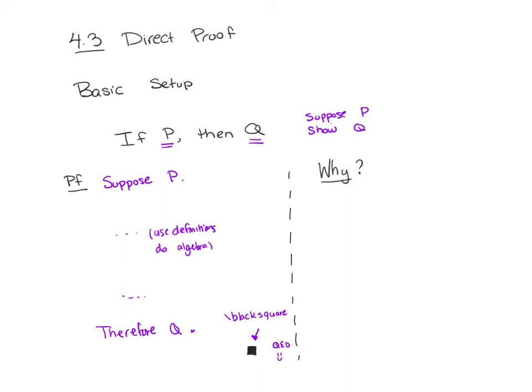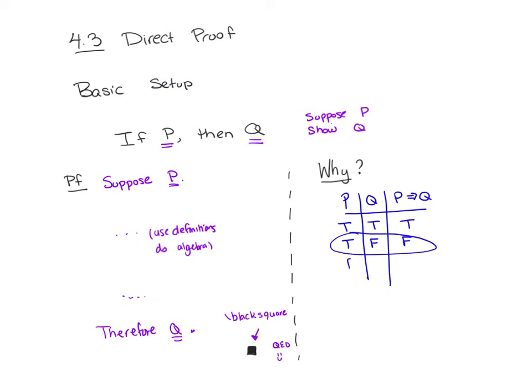So why are we actually doing this? Why do we suppose P and then just show Q? If we think back to our truth table for an implication, with our P and then our Q, and then P implies Q, we know that when P is true, we need Q to be true in order for the statement to be true. Because if P is true and Q is false, then my statement is false. But if P is false, it doesn't matter what Q does. That's always going to be true.